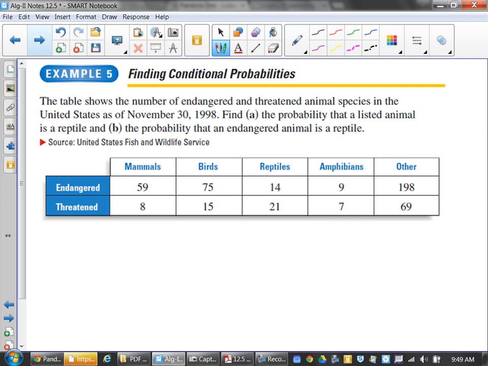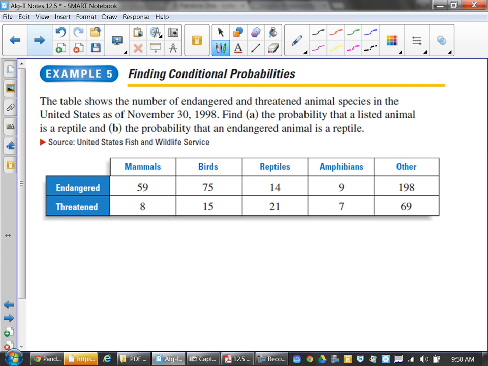Find the probability that a listed animal is a reptile, and the probability that an endangered animal is a reptile. It's different. So basically what you're saying is any animal besides a reptile. Just pick. No, I was going to say, did I cut something out when I put that in there? It's a reptile. It is a reptile.